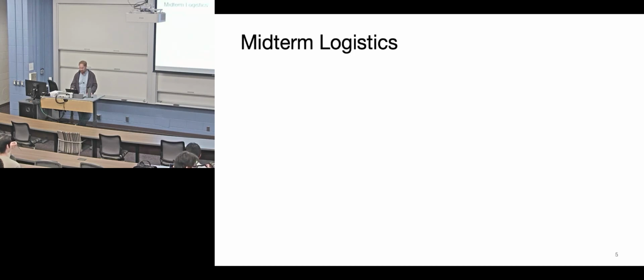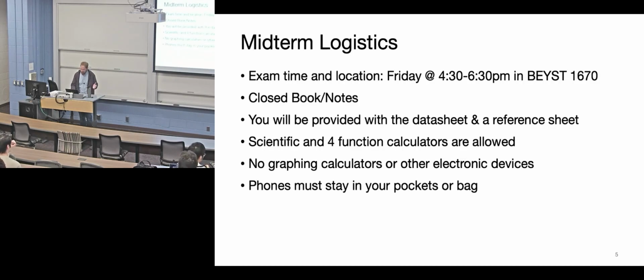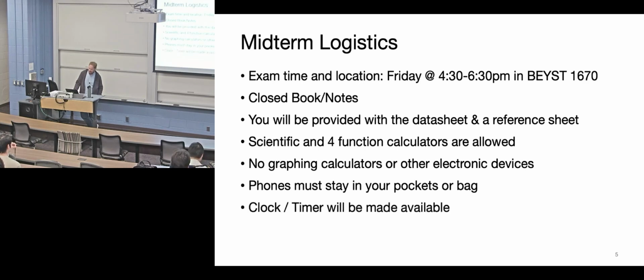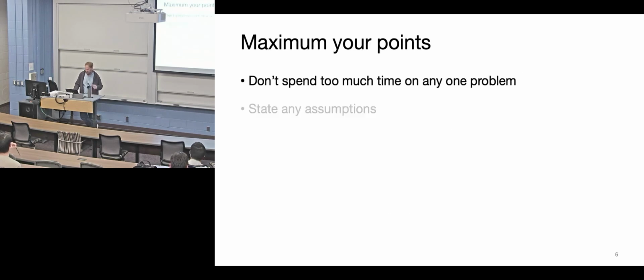Okay, we'll do midterms. So, midterm, same as last time, closed books. You can have a scientific or four-function calculator, no graphing calculators, no cell phones. A clock or timer will be provided. You probably need a straight edge again this time. Your student ID will work just fine. It's not a requirement this time, but it could be helpful.